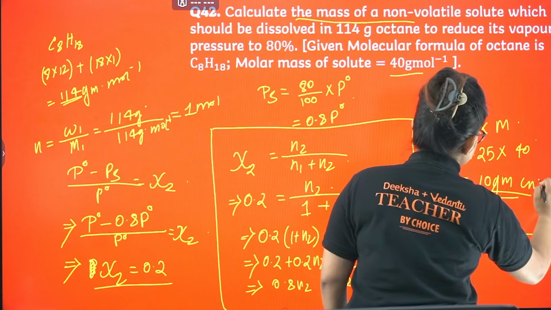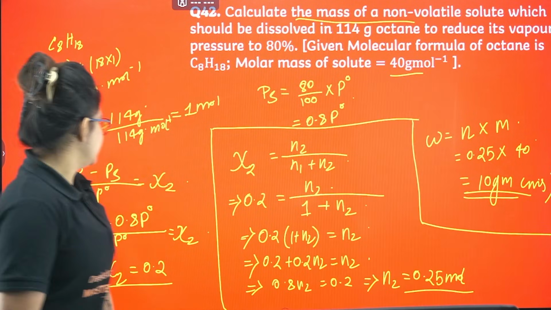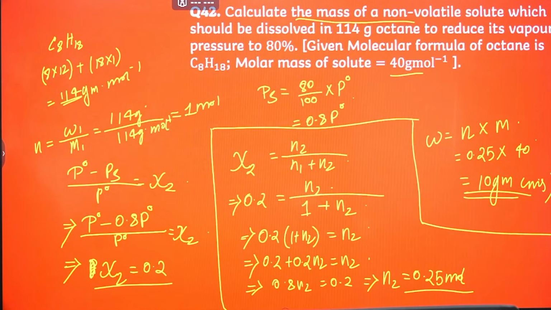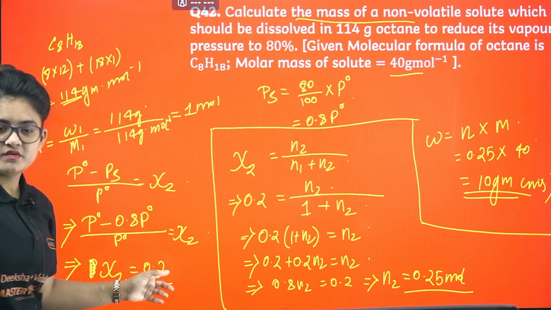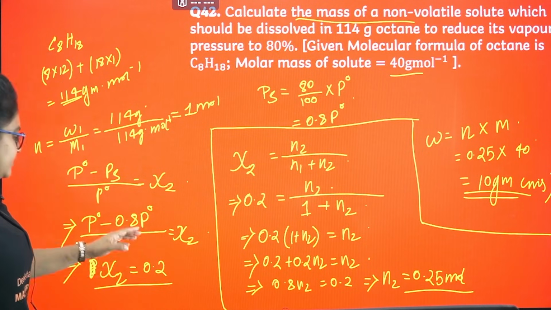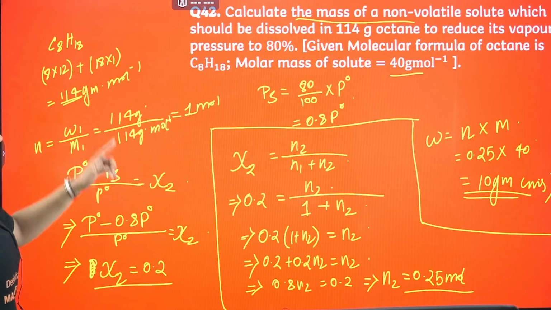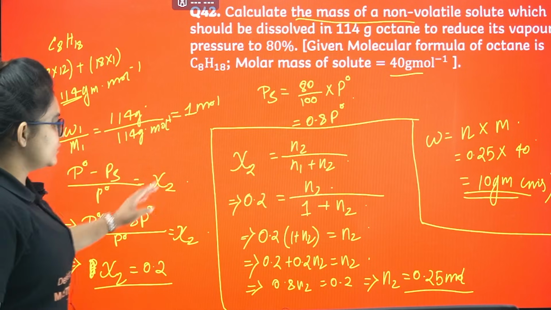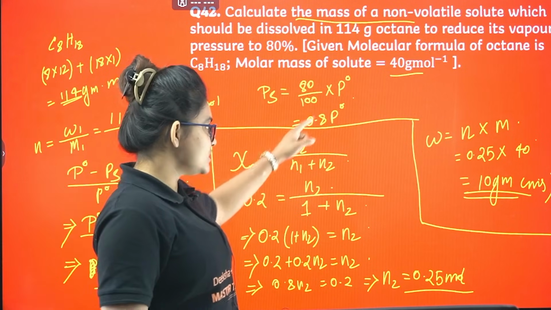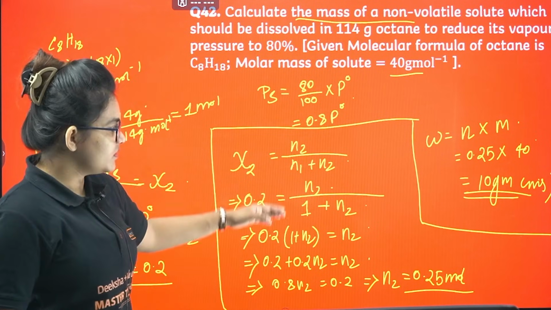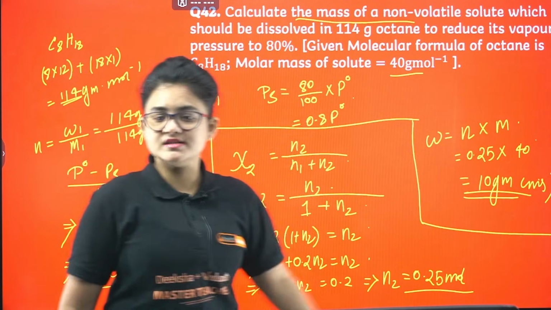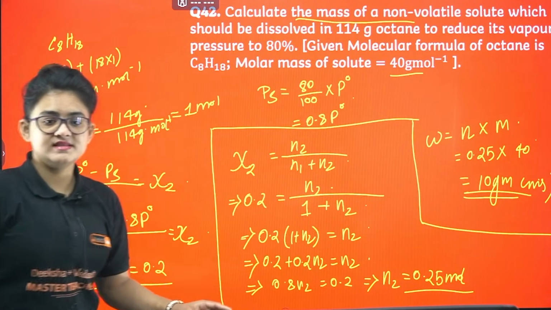That is the answer. I guess you understood. First, we calculate the number of moles that we replaced in the relative lowering of vapor pressure formula. From the relative lowering of vapor pressure, we got the mole fraction of the non-volatile solute. From the mole fraction, we got the number of moles of non-volatile solute, right? From the number of moles, we calculated the mass of the non-volatile solute. I guess this is clear.